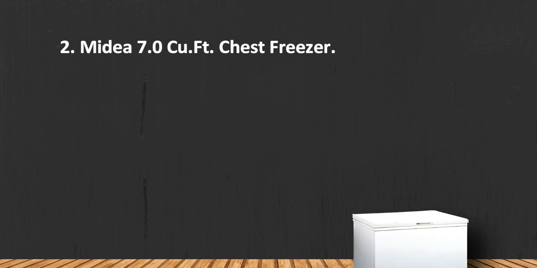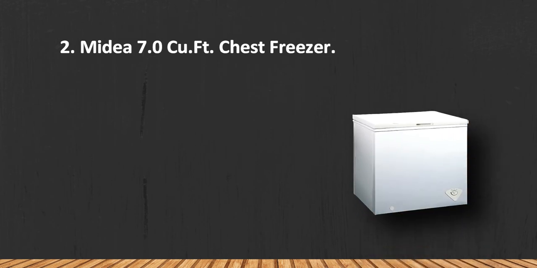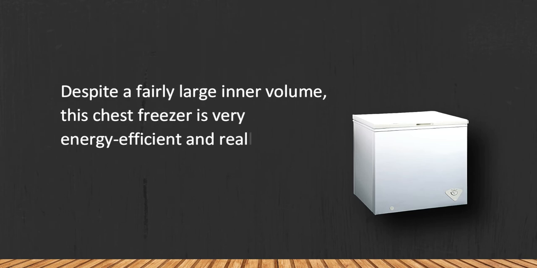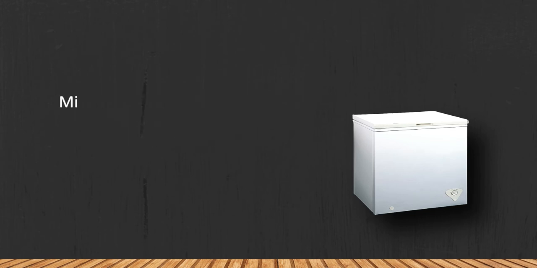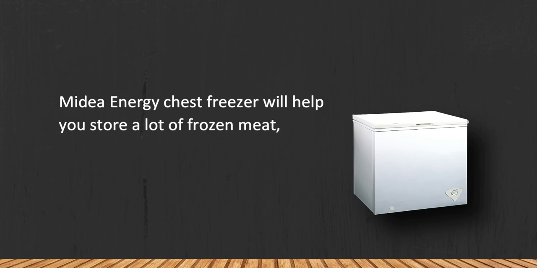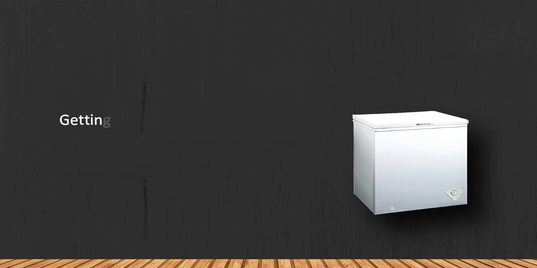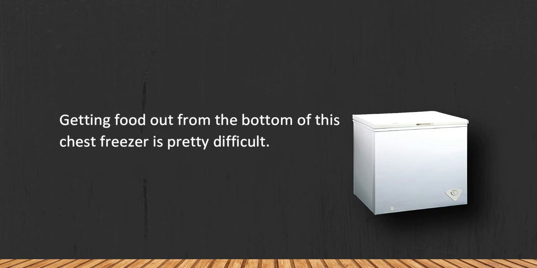At number 2, Midea 7.0 cubic feet chest freezer. Despite a fairly large inner volume, this chest freezer is very energy efficient and really quiet. Midea Energy chest freezer will help you store a lot of frozen meat, fruit, vegetables, fish, etc. A great model for commercial use. Getting food out from the bottom of this chest freezer is pretty difficult.